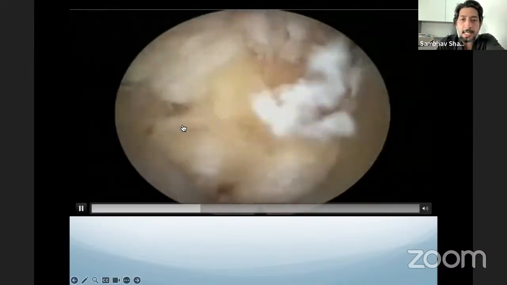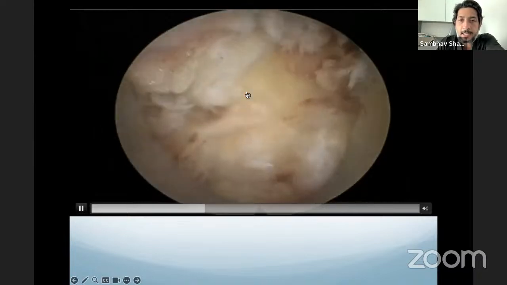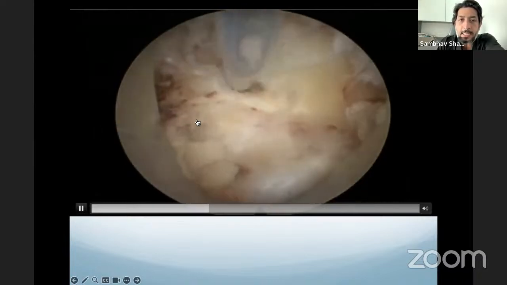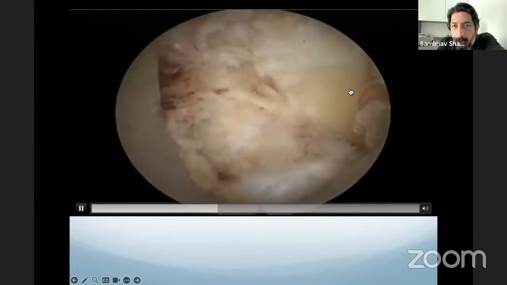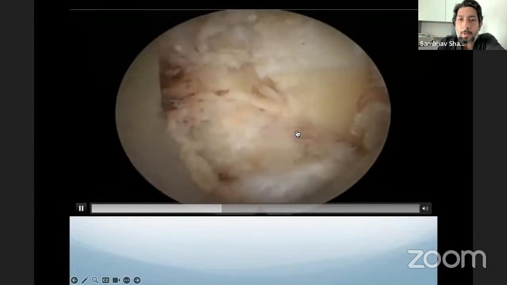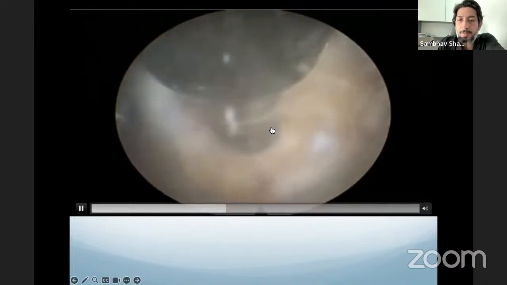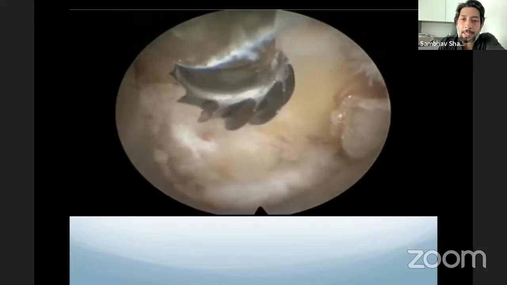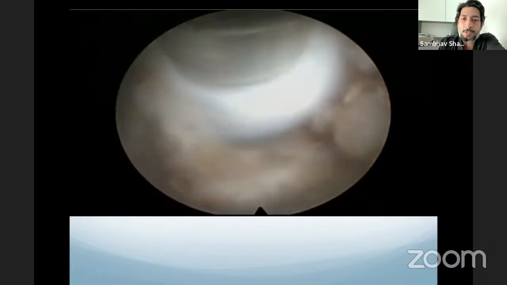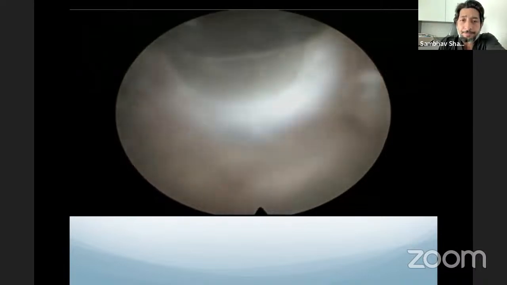So here, as you can see, I can see that this is the facet, this is the flavum medially, and here will be the superior lamina. So I want to see this view. Now I know exactly where I am. I know my medial borders, my lateral border, and that's when you start the burring. Otherwise, you can land up burring much more, which can cause instability in the future.